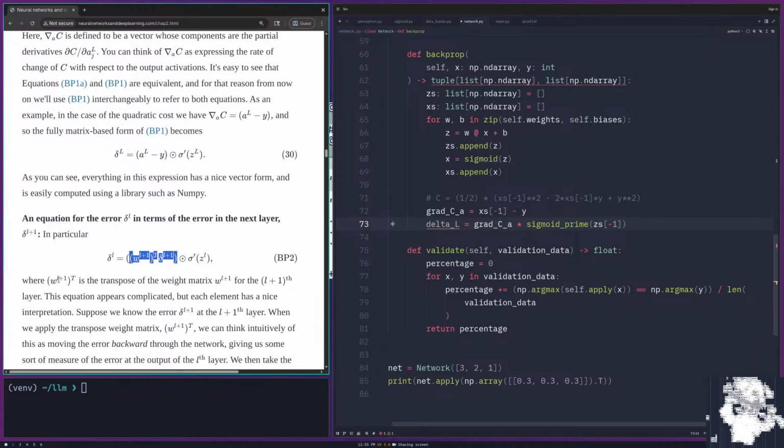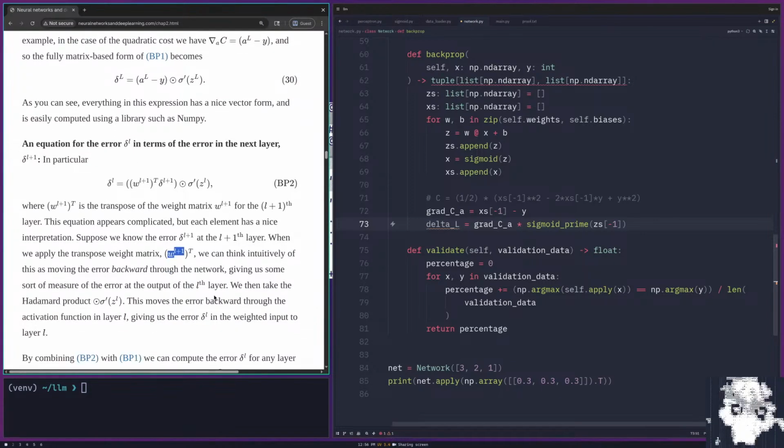Where W of L plus 1 transposed is the transpose of the weight matrix W of L plus 1 for the L plus 1th layer. This equation appears complicated, but each element has a nice interpretation. Suppose we know the error delta L plus 1 at the L plus 1th layer. When we apply the transpose weight matrix, W L plus 1 transpose, we can think intuitively of this as moving the error backwards through the network, giving us some sort of measure of the error at the output of the Lth layer.